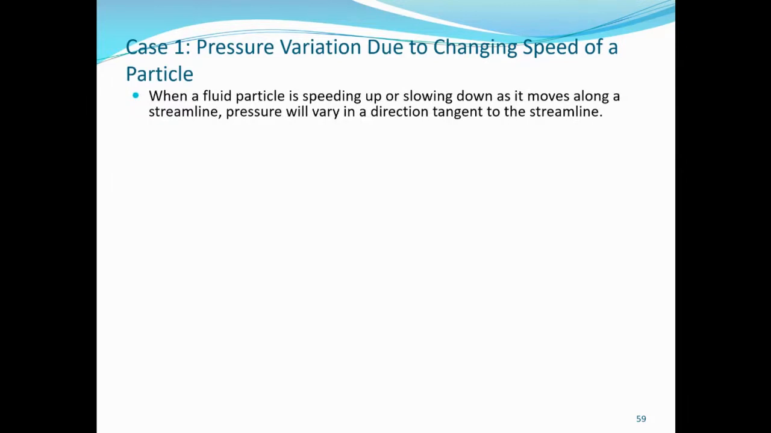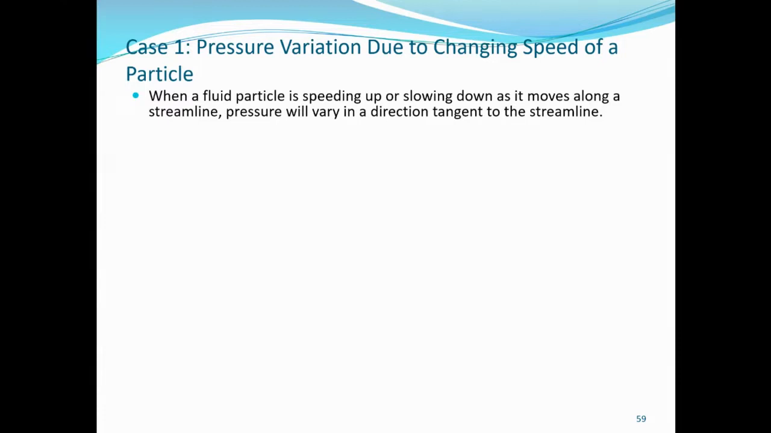And still on case one, we will look at different cases for the application of the Euler's equation. So we'll start with case one, which is the pressure variation due to changing speed of a particle. What happens if a particle is changing its speed? Definitely it is accelerating, but let's analyze the problem.